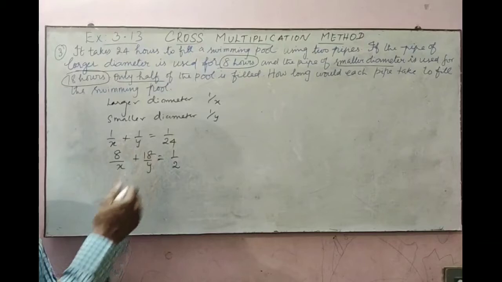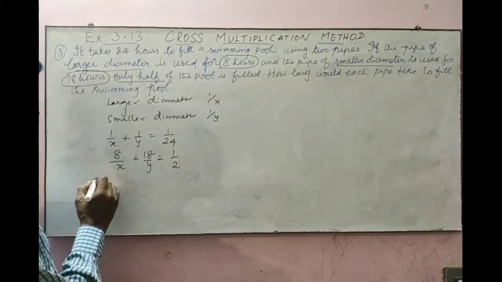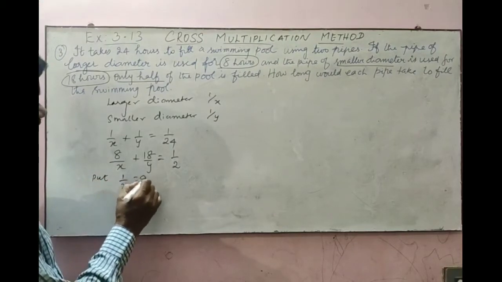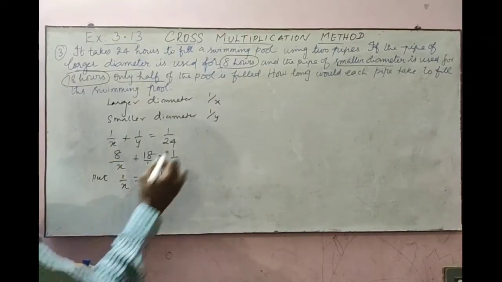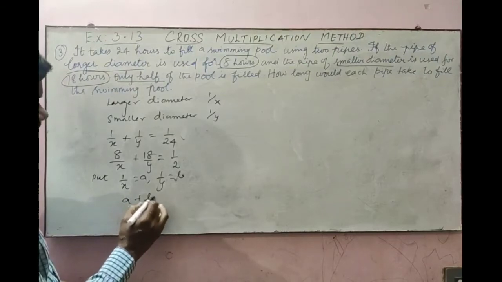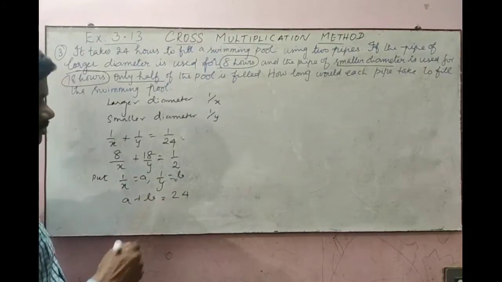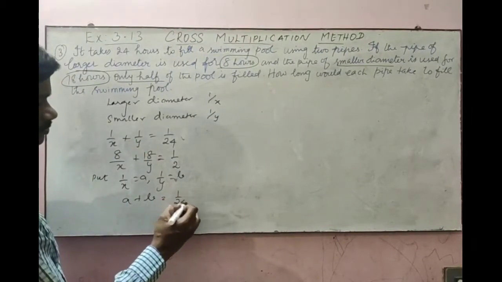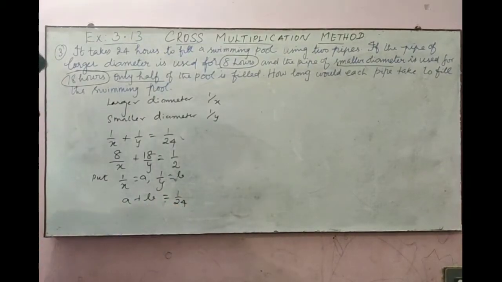Now we have to convert this 1 by x as a and 1 by y as b. So for that we have to assume, put 1 by x is equal to a and 1 by y is equal to b. Now the equation becomes a plus b equal to 1 by 24.